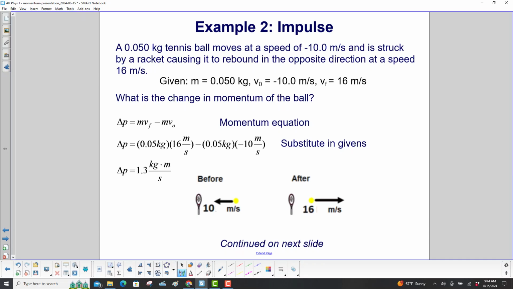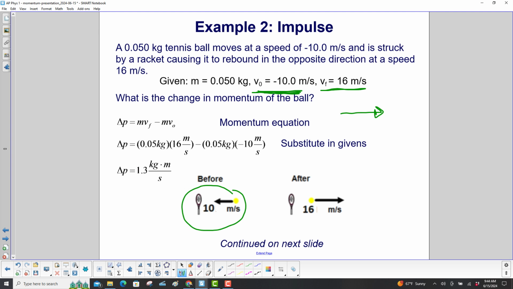We'll start by finding the change in momentum of the ball, and here's our givens. Why do we have the negative sign there? We're going to say the left direction is negative. So since the tennis ball is going to the left, its velocity is negative 10 meters per second. Its final velocity is in the opposite direction, or the positive direction, so that gets a positive value, 16 meters per second.